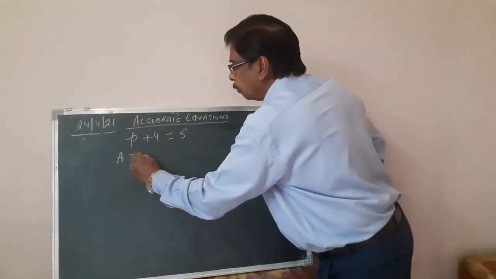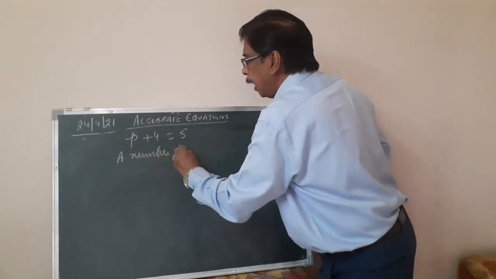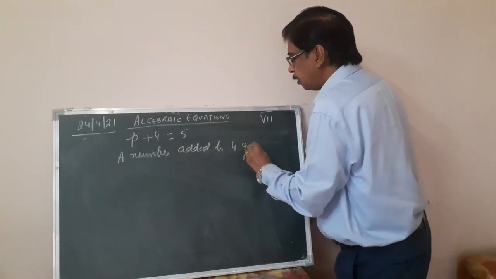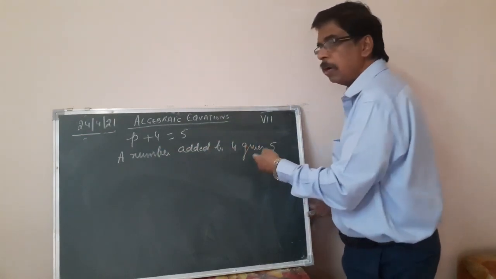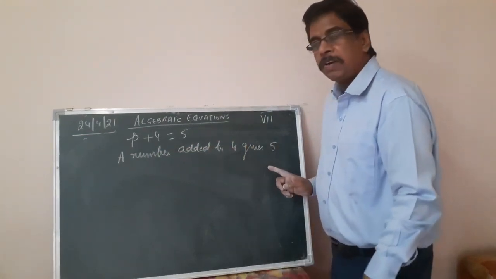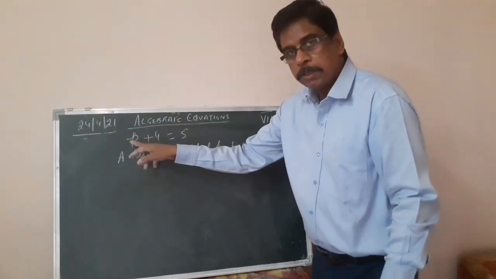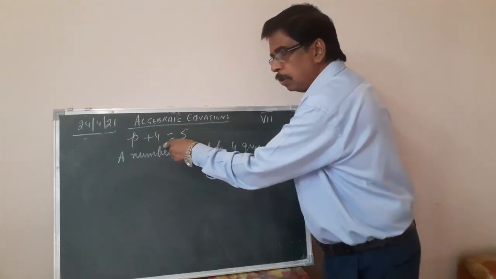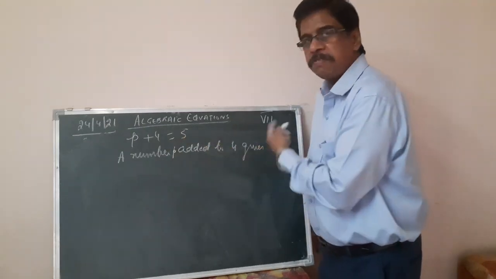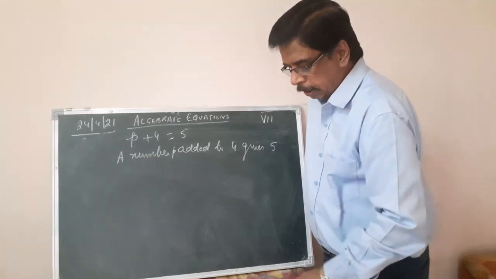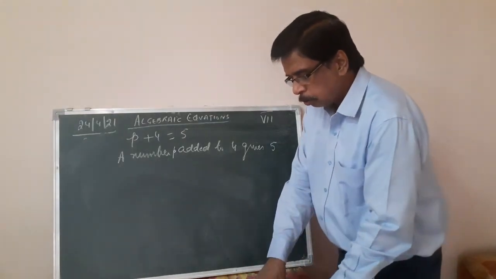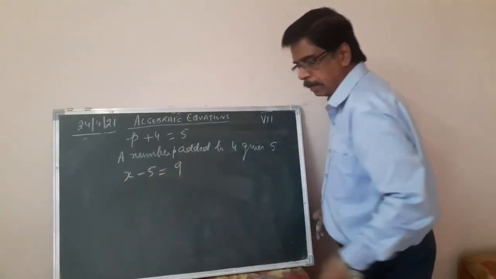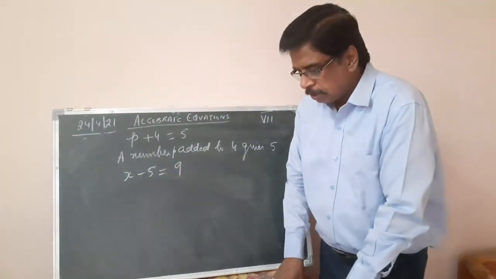A number added to 4 gives 5 or is 5. The number is p, you can mention a number p added to 4 gives 5 or is 5, which means the same thing. Take the next one. x minus 5 is equal to 9.